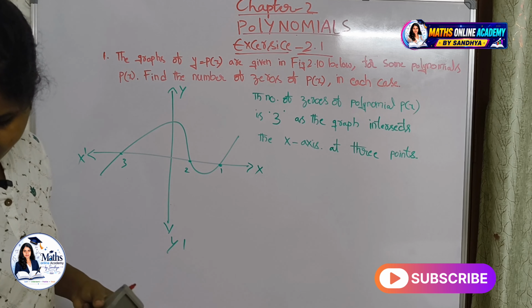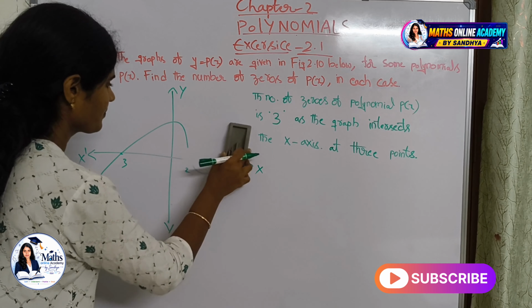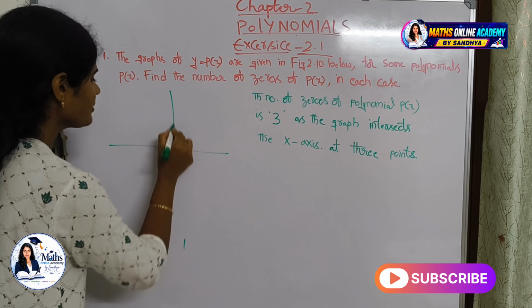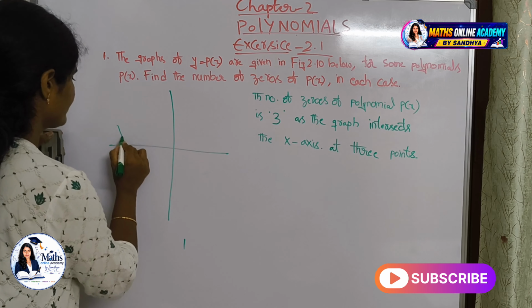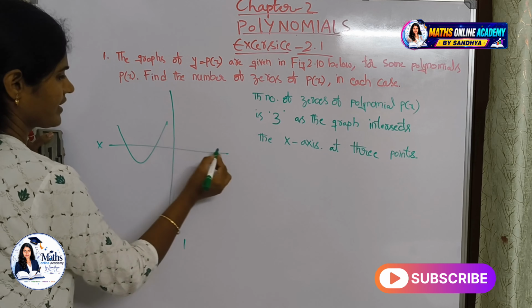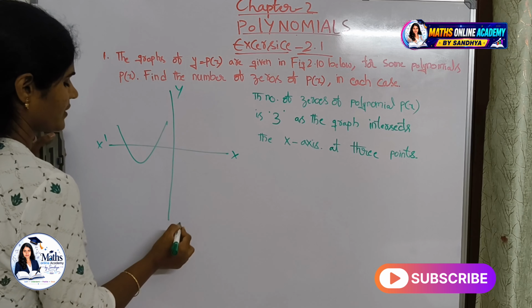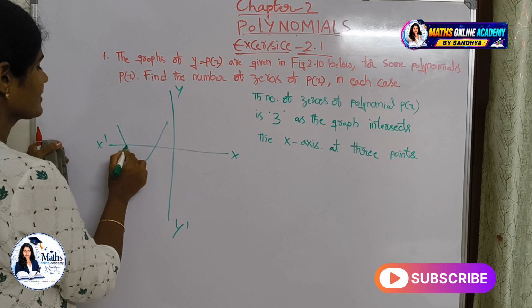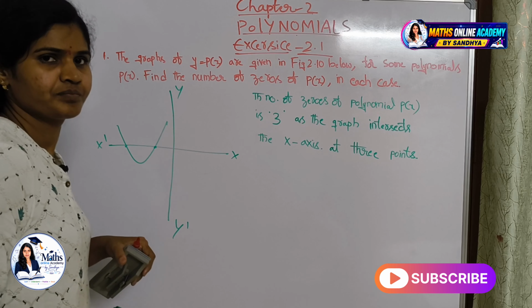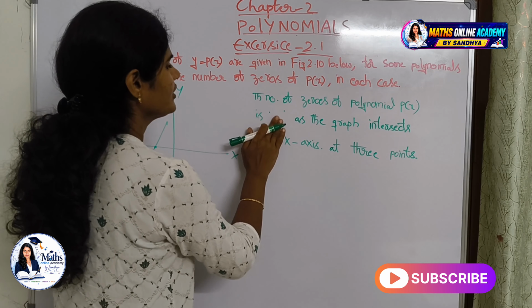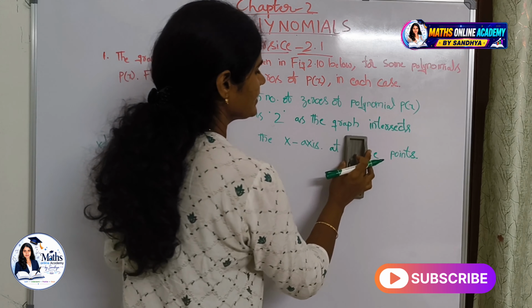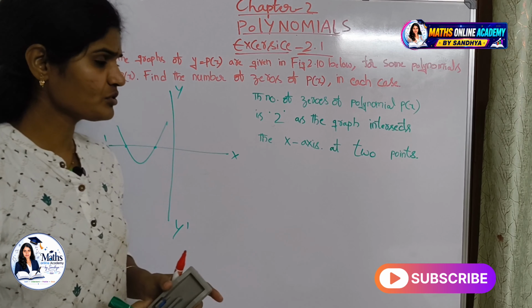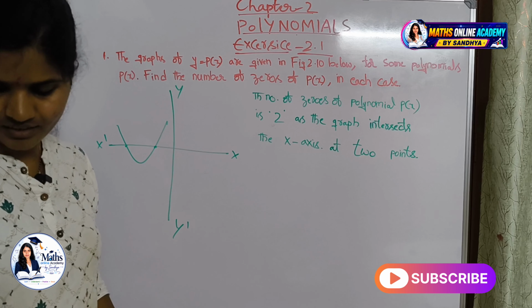And next graph, same. How many times is it intersecting? This is the graph. This is x, this is y. How many times does it intersect the x-axis? This is one and this is one. So 2 times. You write here 2. This is the 2 points. So 2 points only on the x-axis.